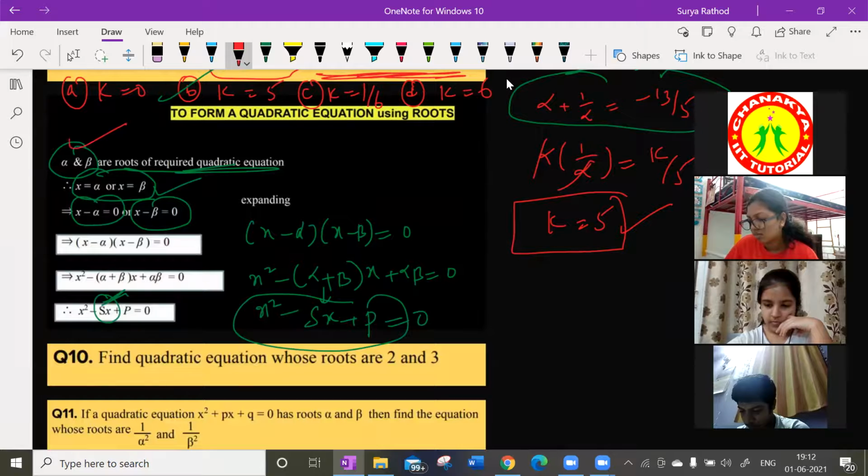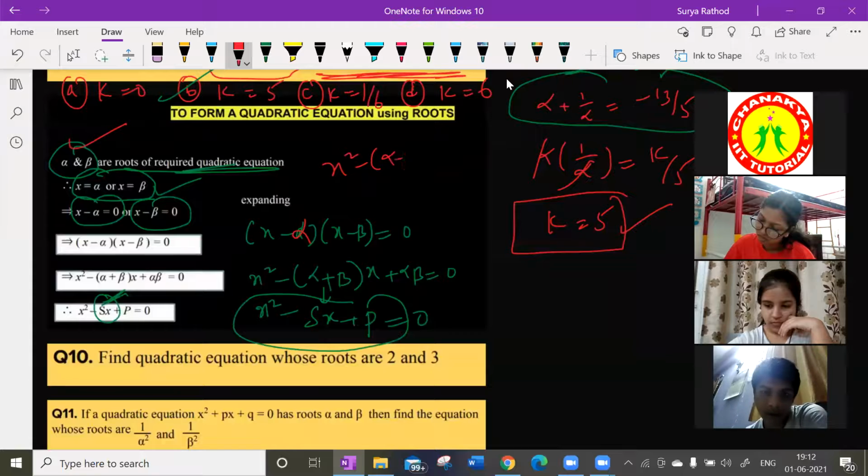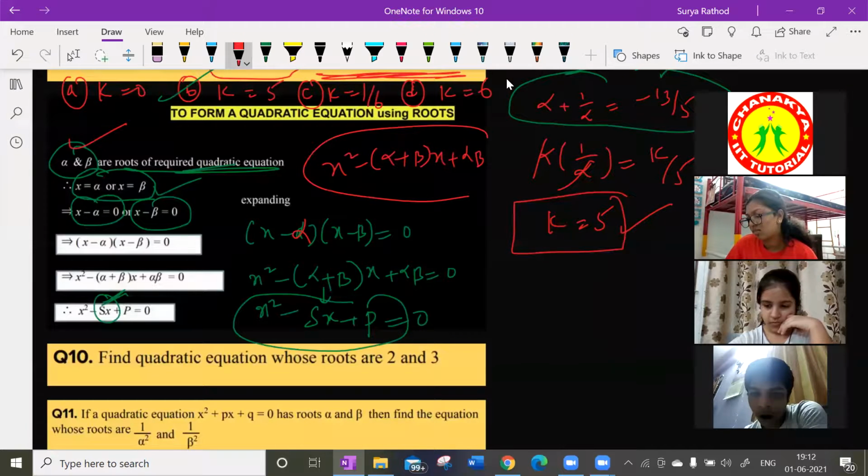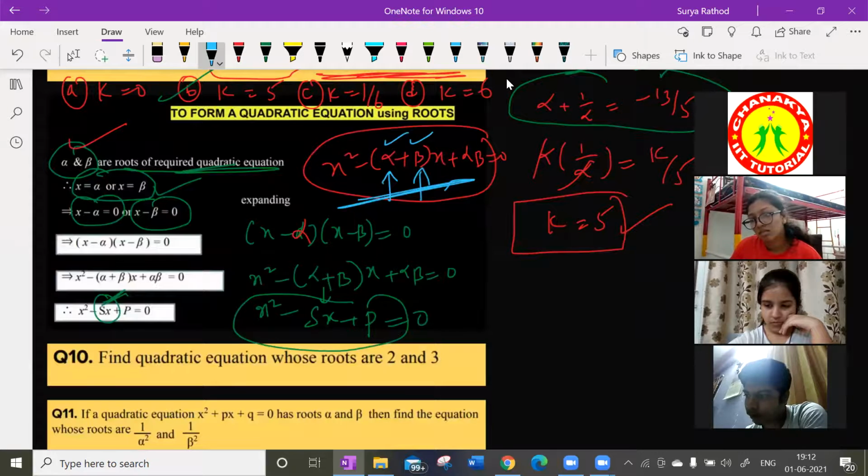Look at this here. Alpha and beta are the roots, right? So how can I frame an equation now? x square minus (alpha plus beta) into x plus alpha beta. This is the procedure to frame a quadratic equation. If I have roots, what are the roots here? Alpha and beta are the roots. They will give the alpha and beta values. Substitute in this equation, and you will get the quadratic equation.